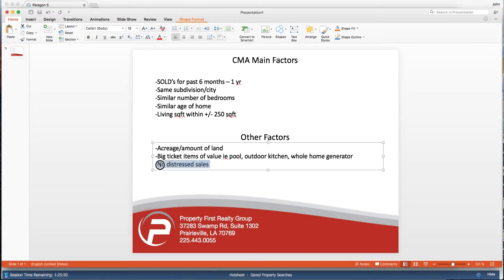So obviously you don't want to compare that with anything that sold that maybe was a foreclosure or a short sale that was more like a distress sale.